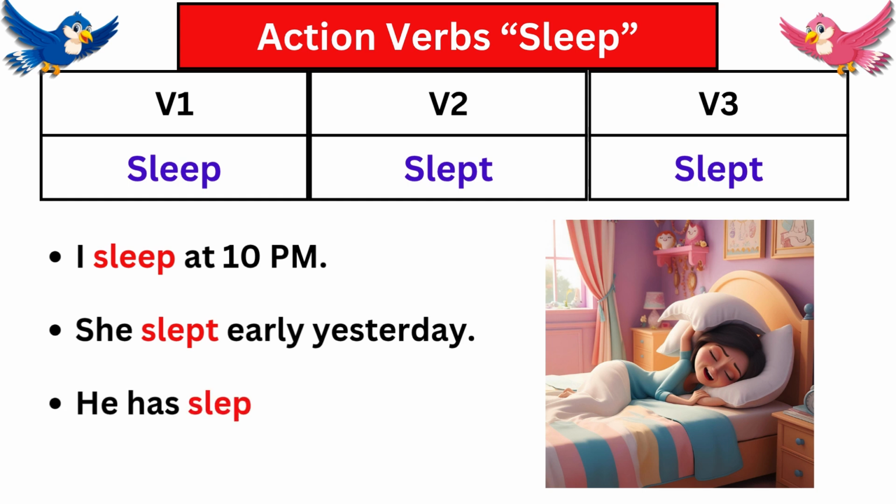V3, past participle: He has slept for 8 hours. This is used with have or has for the present perfect tense.